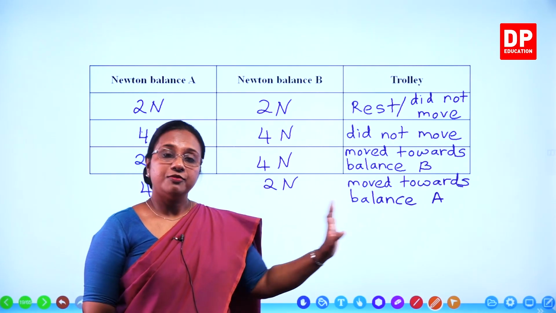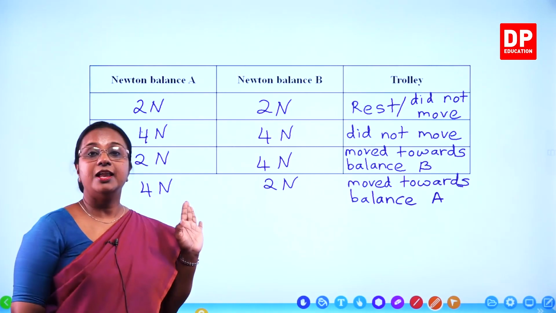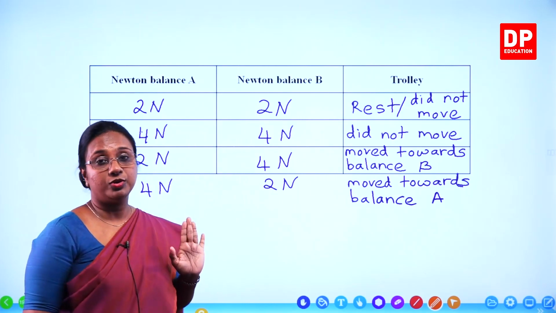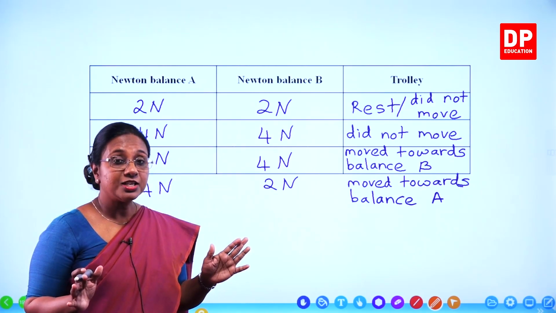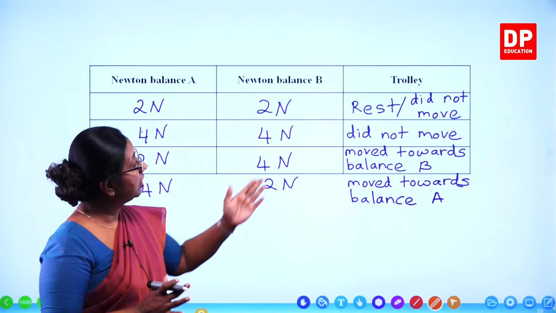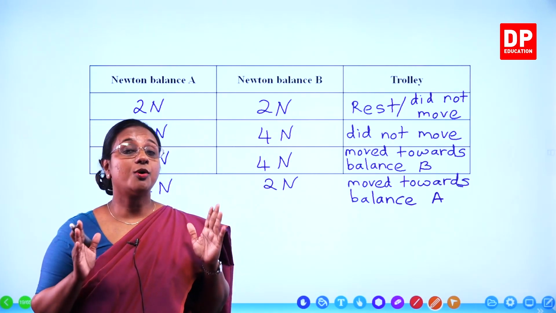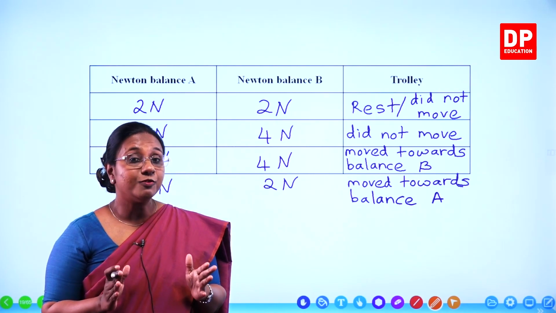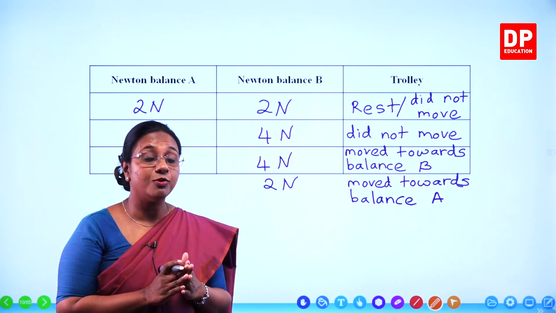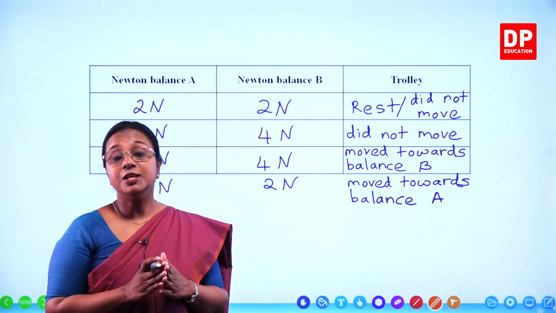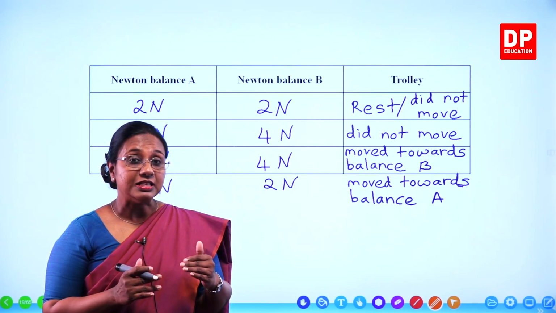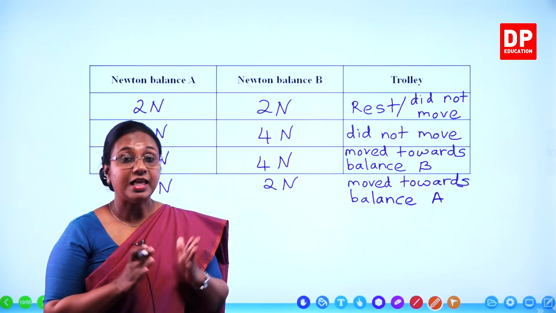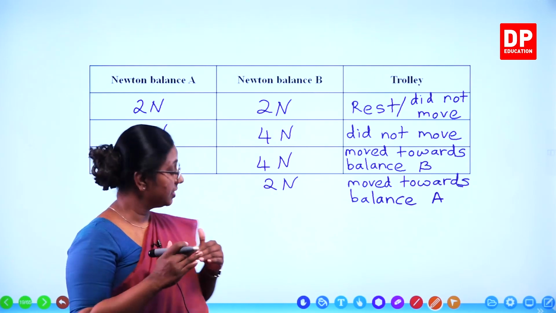So students, from these observations, what can you conclude? Now you can see 2 Newton, 2 Newton. Opposite direction, equal magnitude. The trolley did not move, so the object was at rest. So what does that mean? The resultant force is 0. I told you all that before also. You all are familiar with Newton's law. So that means both the forces cancelled off each other. That is how the resultant becomes 0.